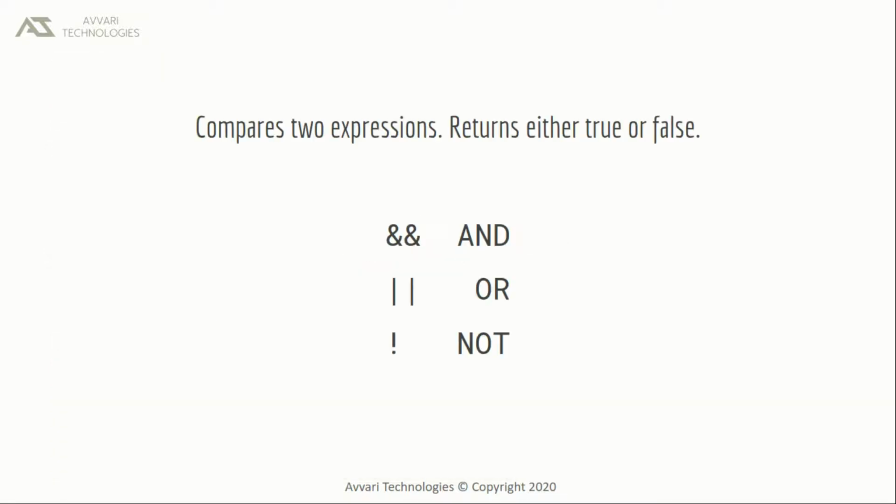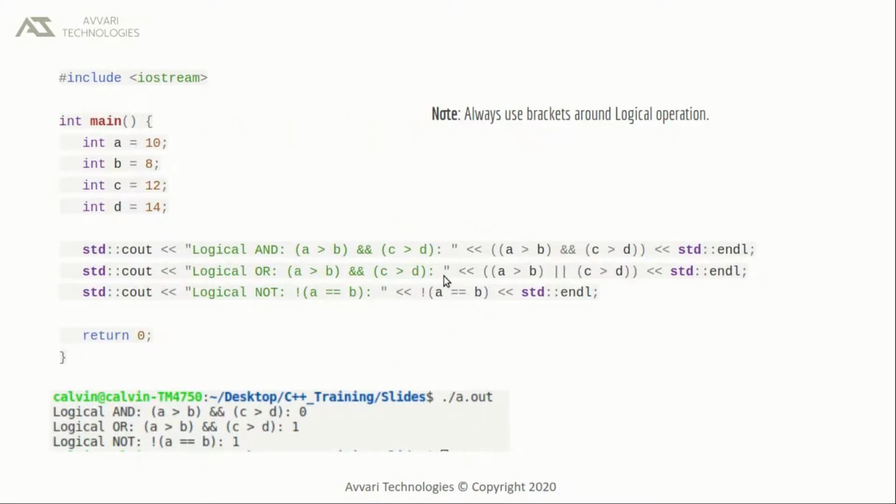Logical operators compare two expressions. This can either return true or false. There are 3 logical operators, that is logical AND, logical OR and logical NOT. This is an example program. In the main function we define 4 variables.